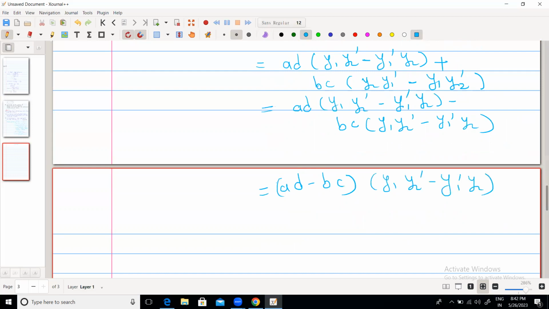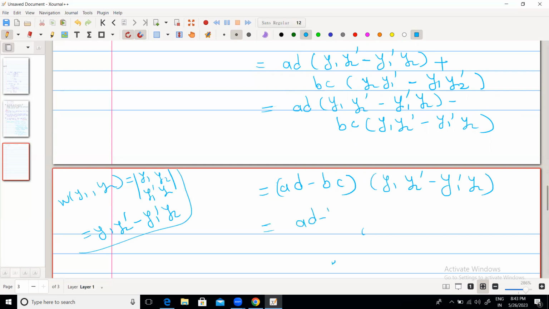Now check Wronskian for y1 y2. Determinant of y1 y2, y1 dash y2 dash. So this determinant is y1 y2 dash minus y1 dash y2. Okay, so this is nothing but AD minus BC times Wronskian for y1, y2.